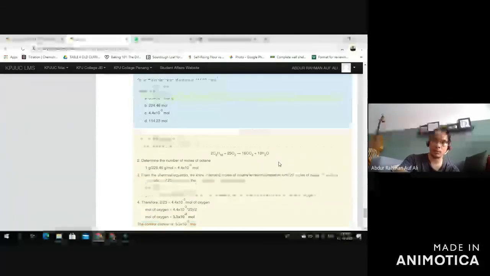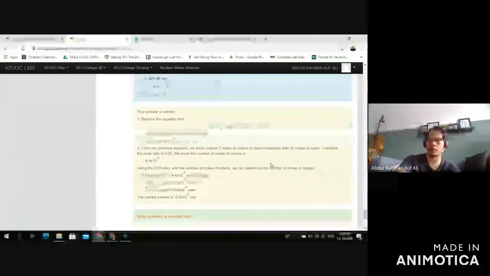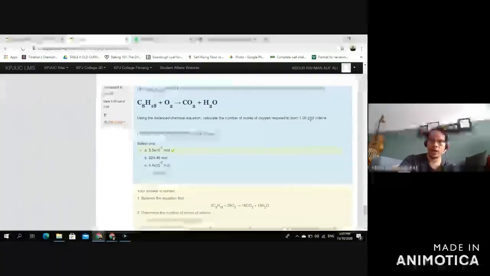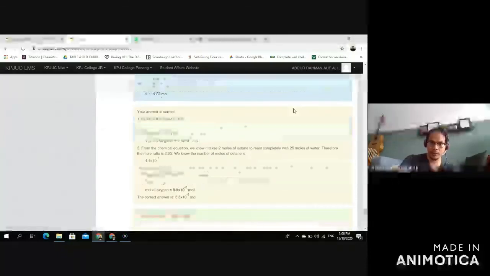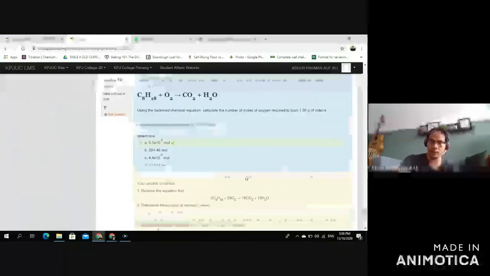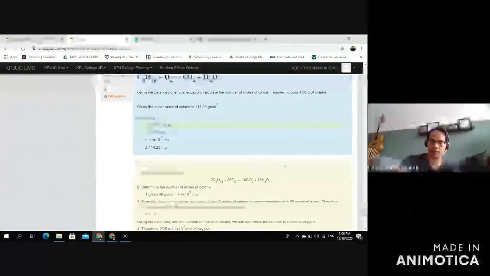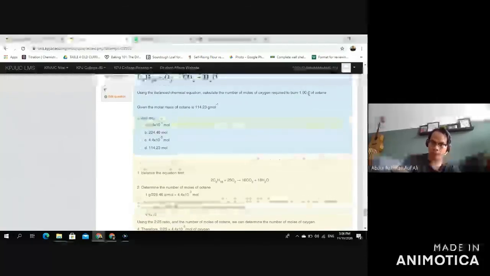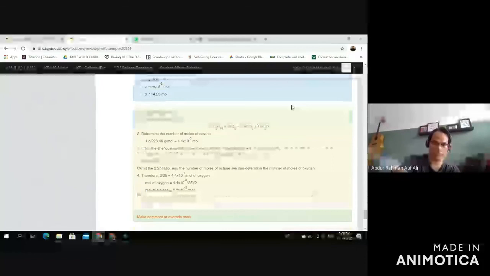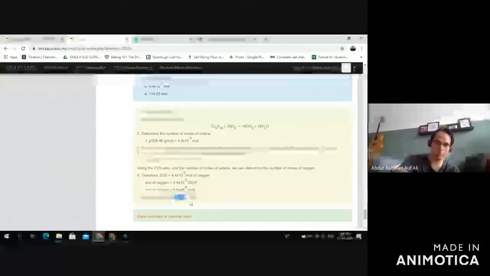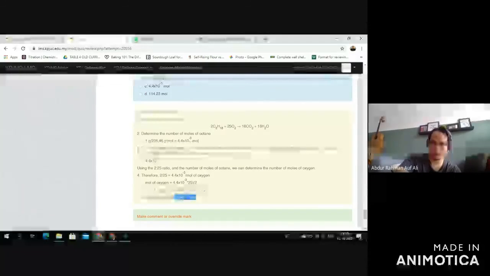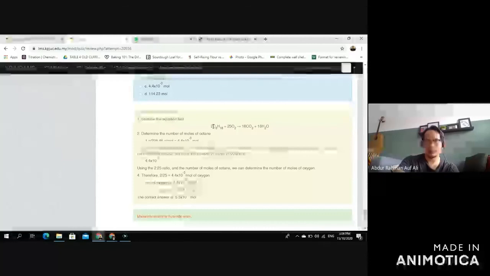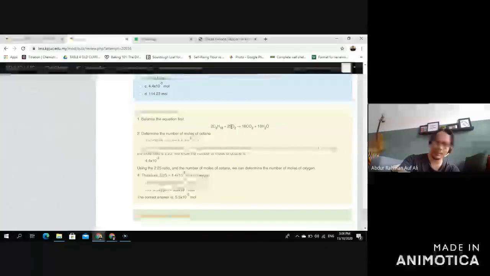If I change it and add a follow up question: if we want to burn 2 grams of octane, how many moles of oxygen? We know to burn 1 gram of octane, we need 5.5 times 10 to the power of negative 2 moles of oxygen. To burn 2 grams of octane, it means double. So you just multiply this with 2: 5.5 times 10 to the power of negative 2 multiplied by 2. That's it. It is all in ratio according to the balanced chemical equation.